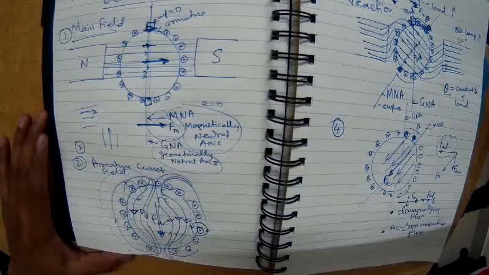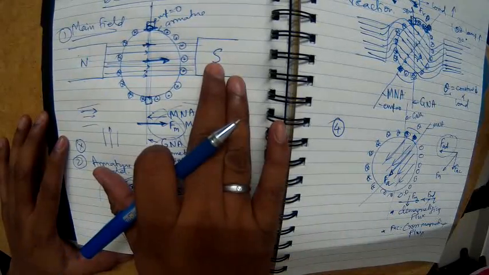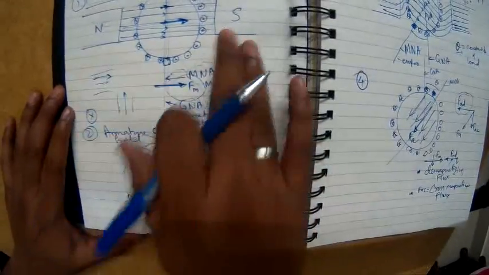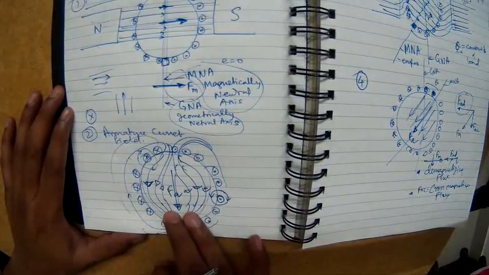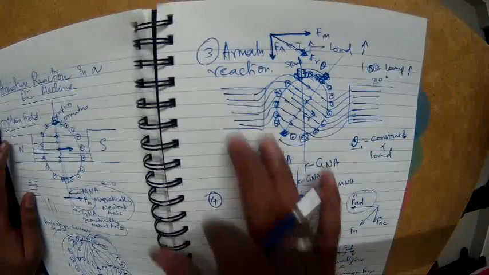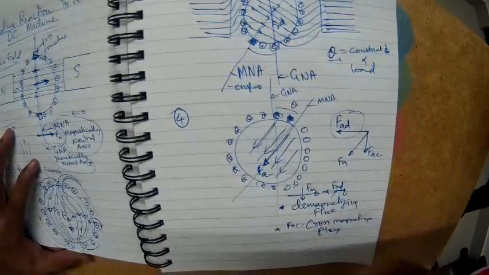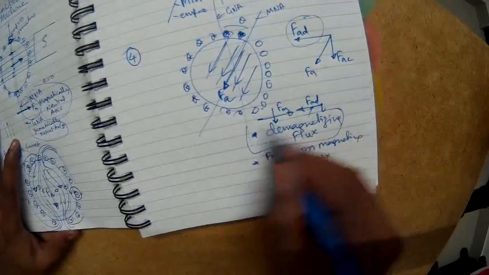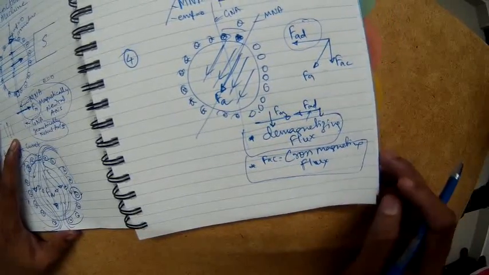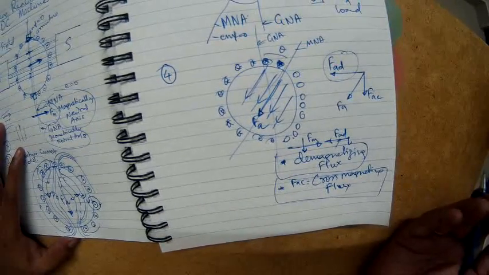So the net result of armature reaction I have tried to summarize in this video. This is a short video. In the first figure we drew the main field, in the second figure only the armature field, and in the third figure the combined field. The result is a demagnetization of the flux and a cross magnetization of the flux. Now the question is, how do you address this?